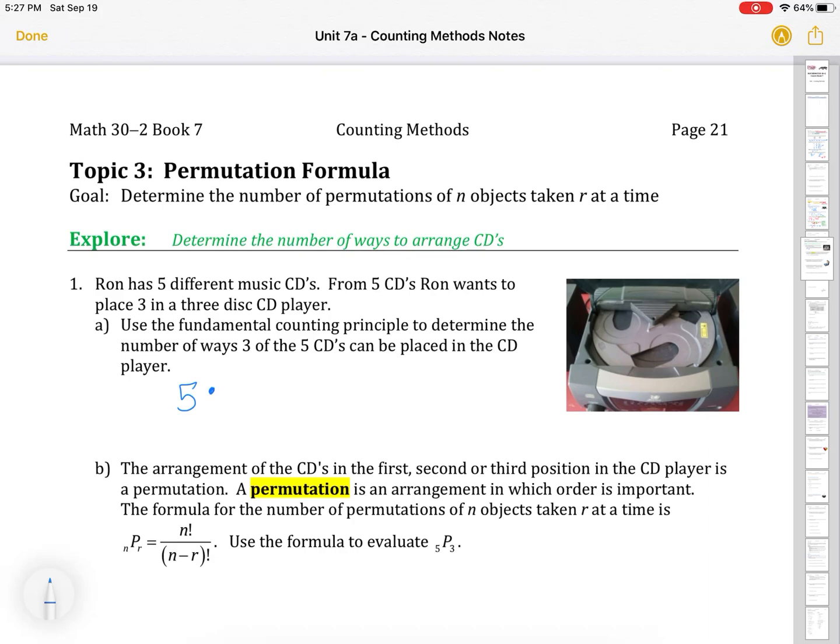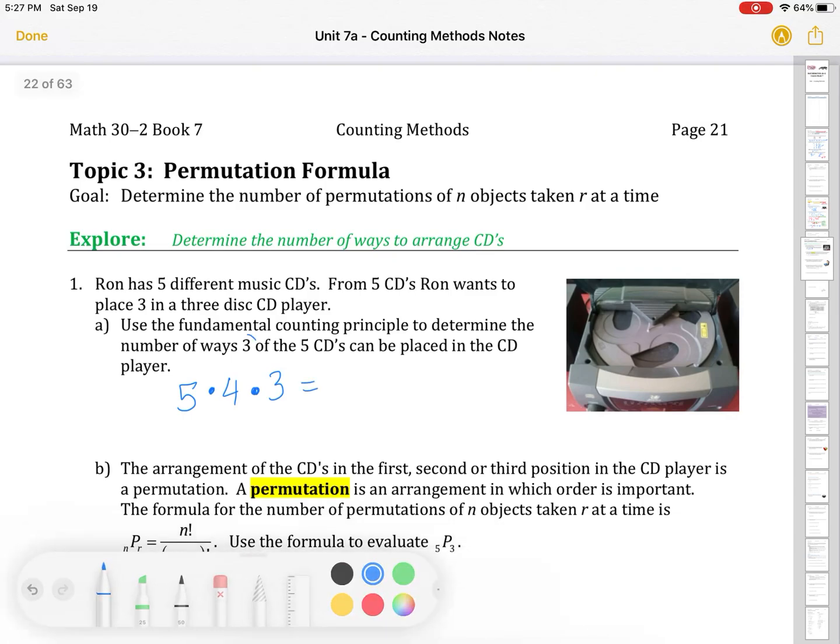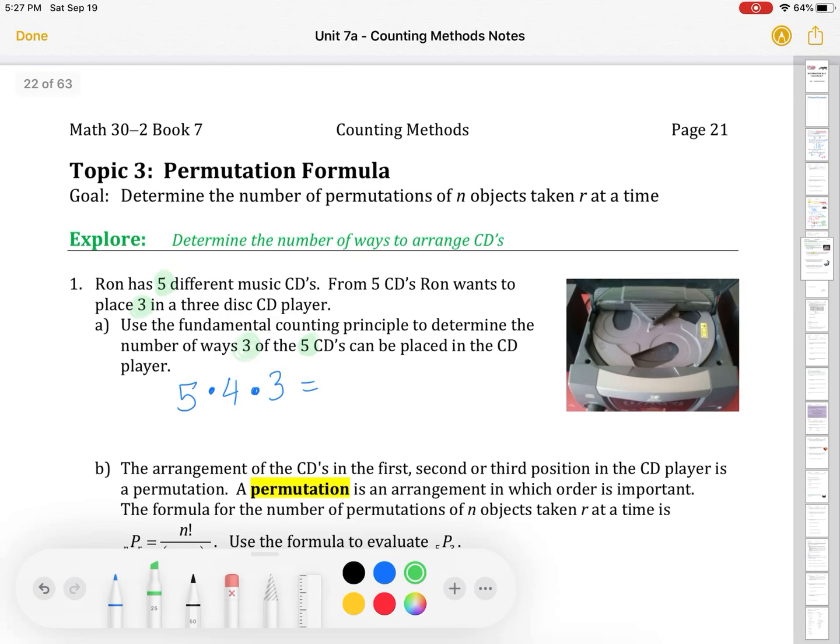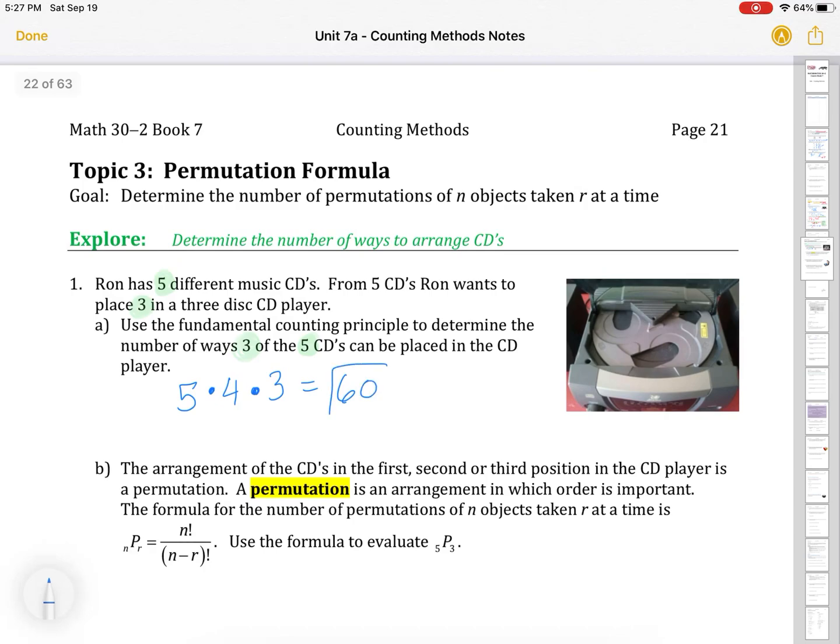counting principle, for the first possible CD, we can take 5. For the second possible CD, there's now only 4 left to choose from, so we get 4. And for the third possible CD, there's only 3 left to choose from. He's only looking for 3 CDs out of the 5. So he has 5 different and he's placing 3 in. So we multiply 5 times 4 times 3, and we get 60. So he has 60 different permutations that he can do there.